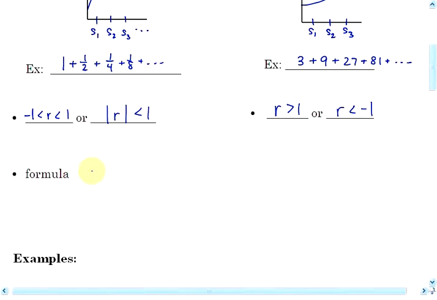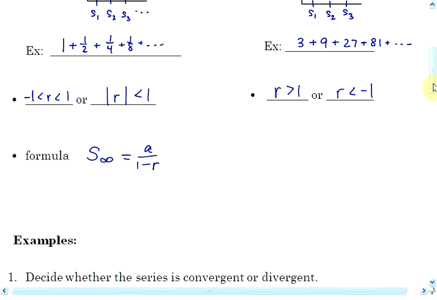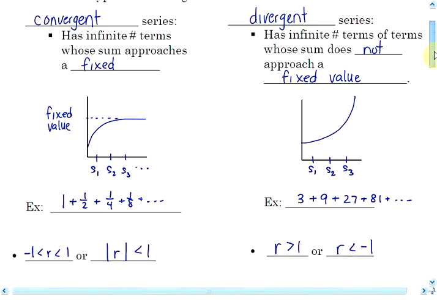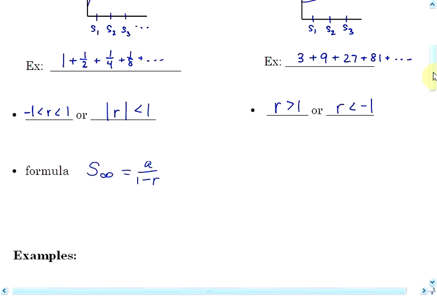The formula for a convergent series is the sum of an infinite series, so that's just an infinity sign there, is equal to a over 1 minus r, a being the first term, r being the common ratio. There is no formula for a divergent series, and the reason there isn't is you cannot calculate a divergent series sum.